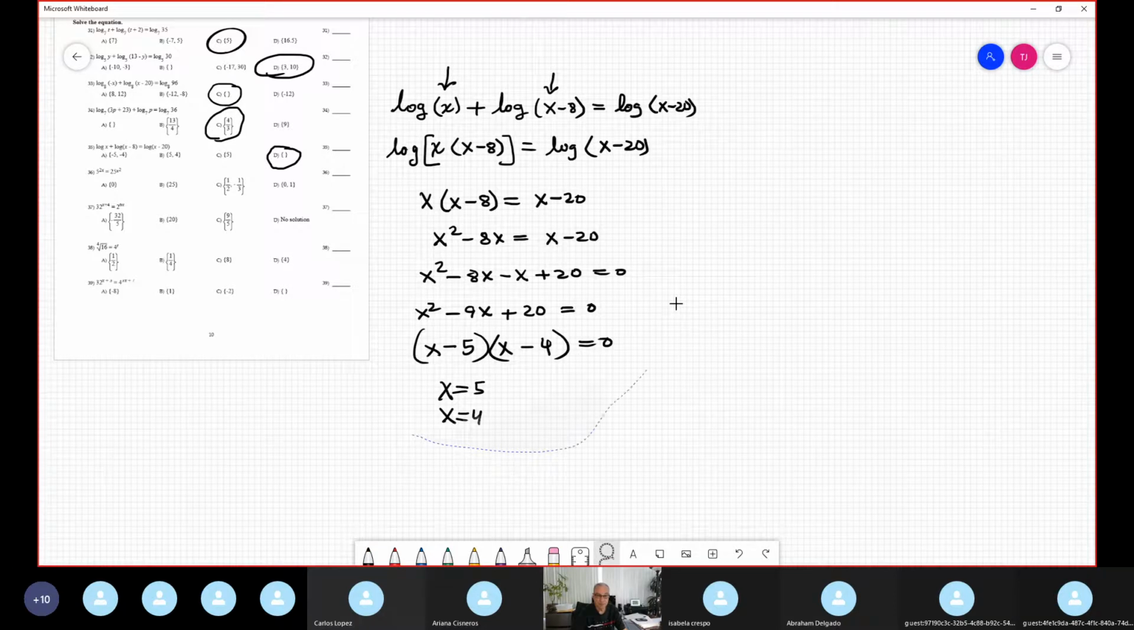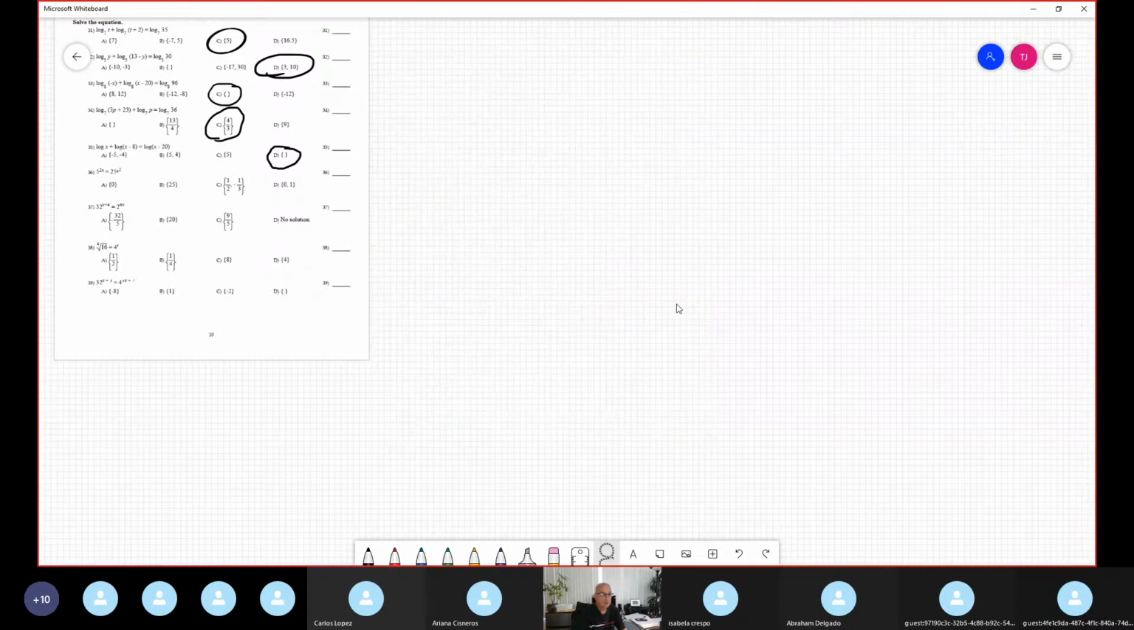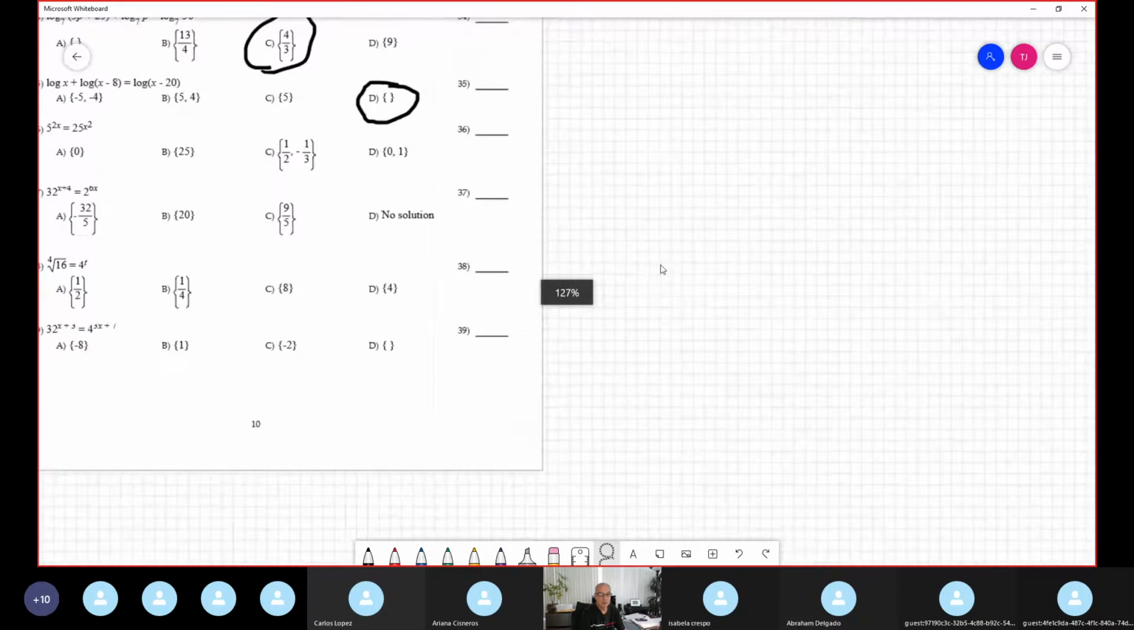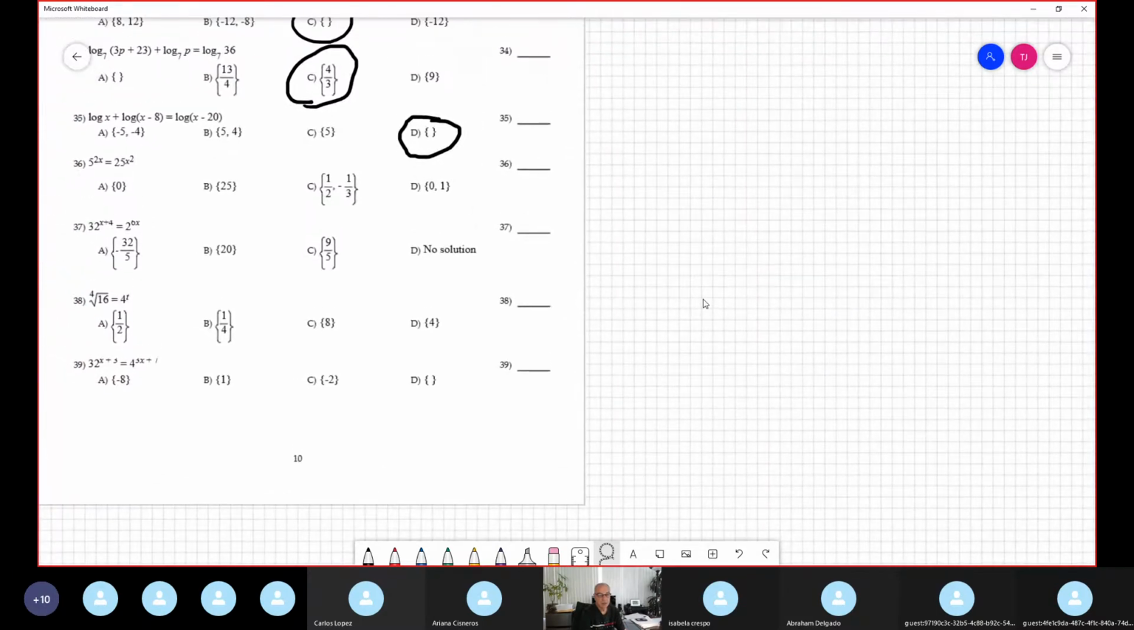Clear or confusing? Got it. Very well. Let's move on to the exponential. This is a classical exponential, but it's easy because you can manipulate both sides. Look, this is similar: 5 raised to x is equal to 25 raised to x squared. Wow. Now I know that 5 is 5, but 25 is 5 squared.